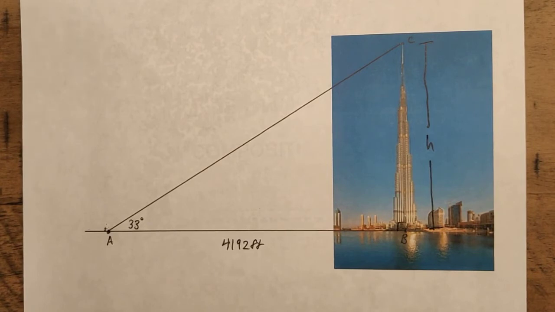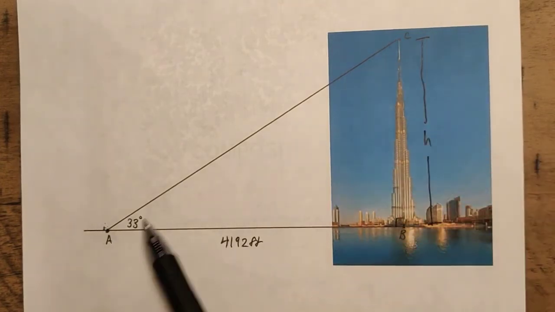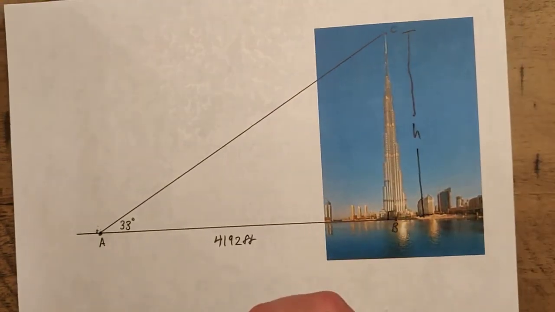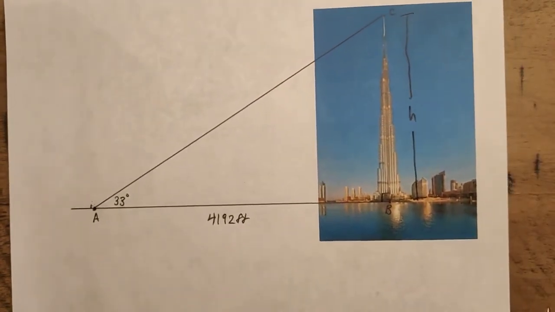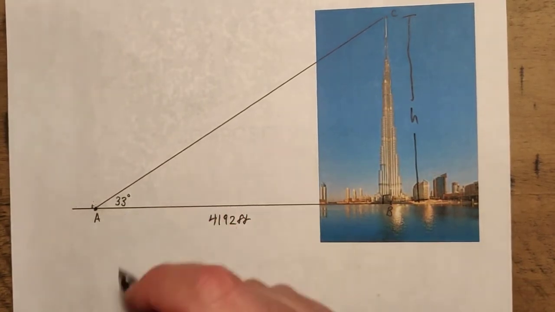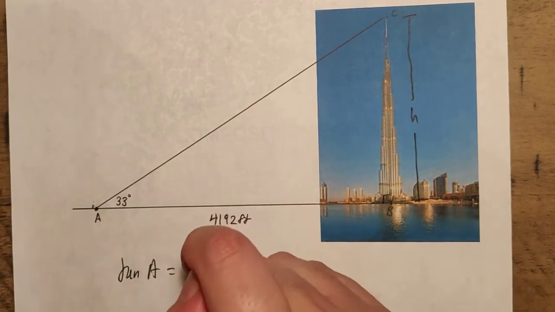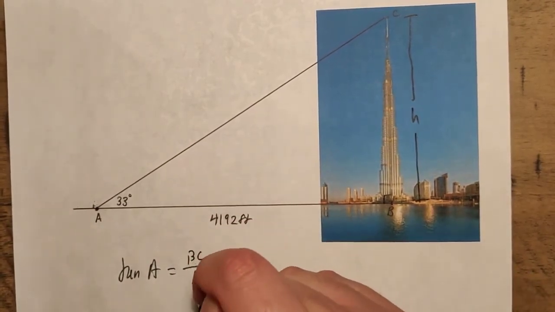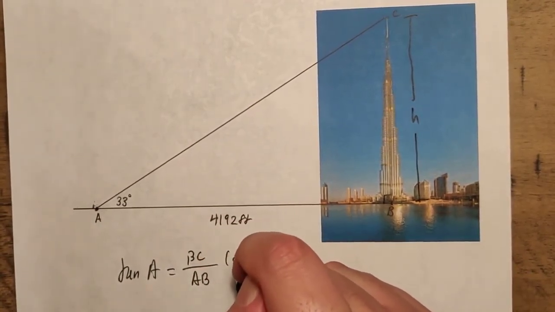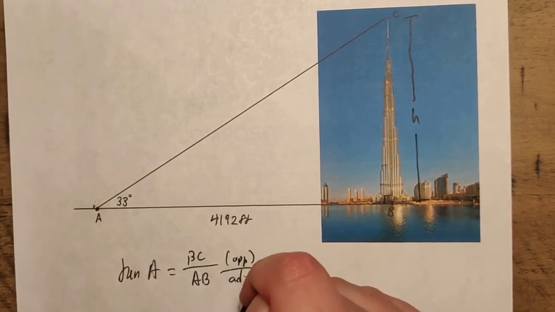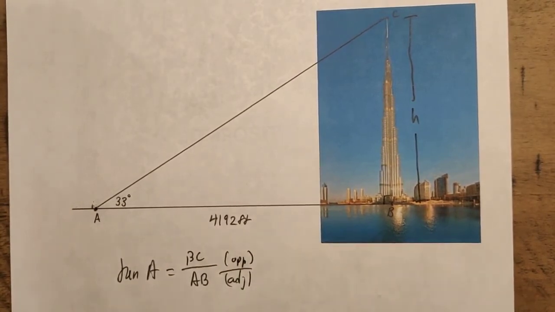Now, you can try using sine or cosine, but if you think about it, sine and cosine both involve a hypotenuse, which means we need to know the length of AC, and we don't know that. So we can use tangent here to write this out. In this triangle, I can say that the tangent of this angle, tangent of A, is BC over AB, right? Because this is opposite over adjacent.